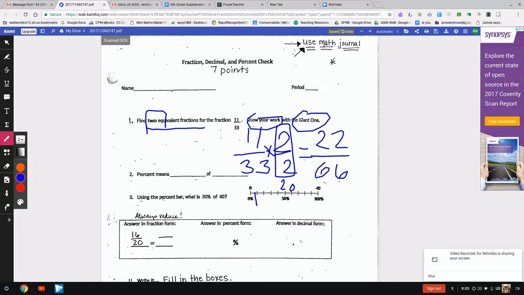Always reduce. So here's your fraction 16/20. What are you going to reduce it by? You can use the big 1. Remember, you're going to divide each side. What you do on top, you do on the bottom. And then make sure you put your answer in percent form and decimal form.